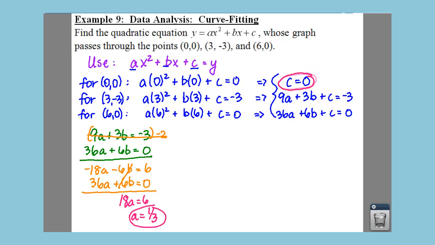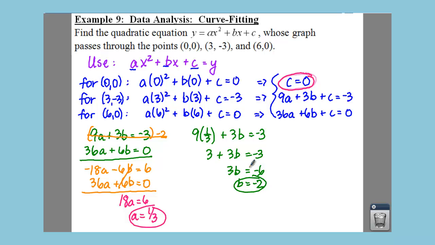If you plug 1/3 back into your equation, I'm going to use the top one. So 9 times 1/3 plus 3b equals -3. We get 3 plus 3b equals -3. Subtract 3 from both sides. Whoops, that's a 6. It's not what I wanted. So this is really 3b equals -6, which means b is equal to -2.